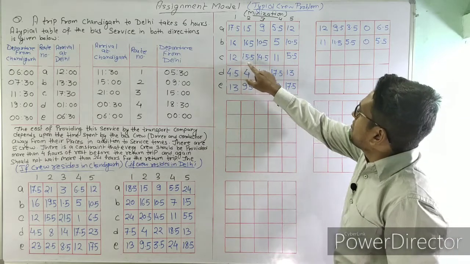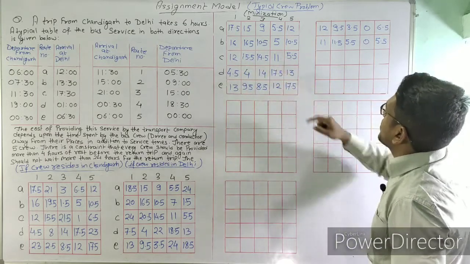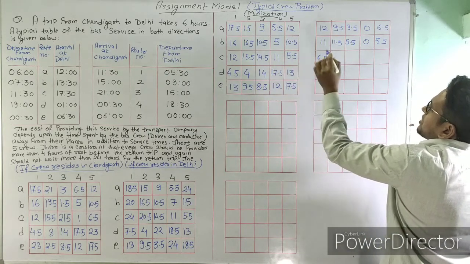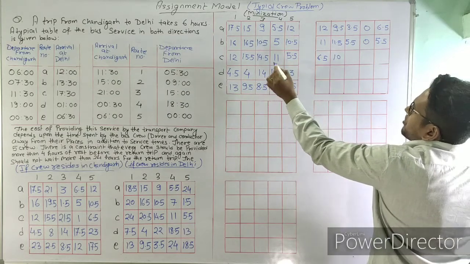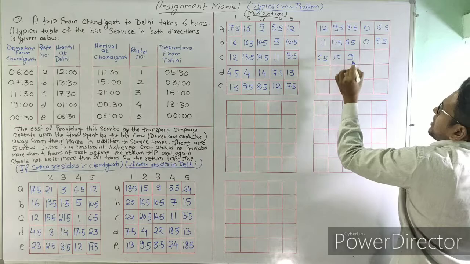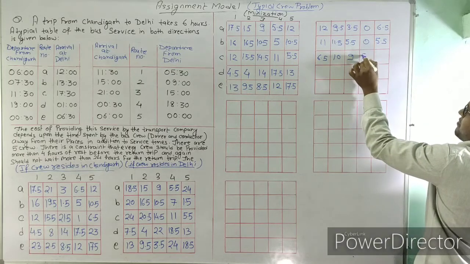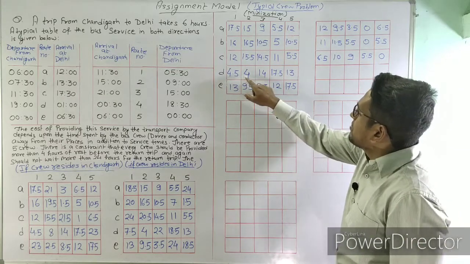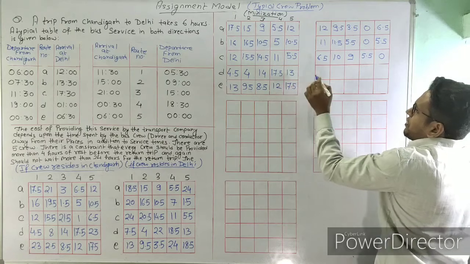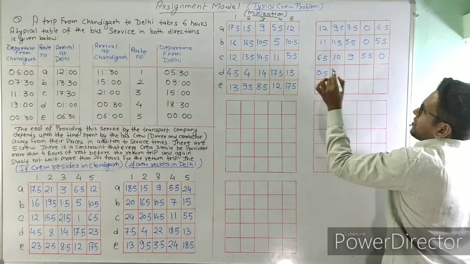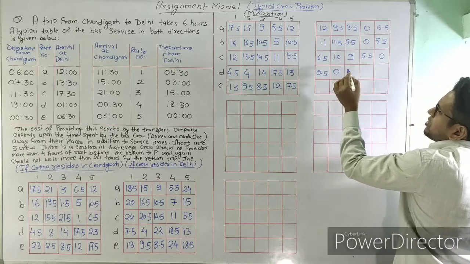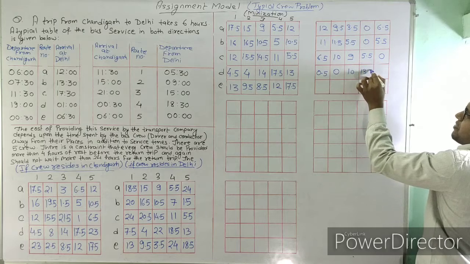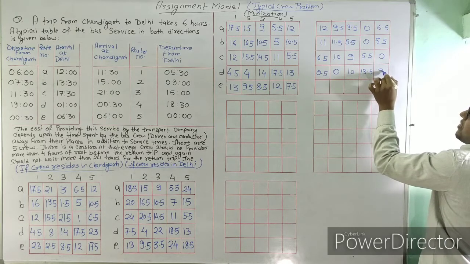Now in row 3, the minimum value here is 5.5. So we are going to subtract. 12 minus 5.5 is 6.5. 15.5 minus 5.5 is 10. 14.5 minus 5.5 is 9. 11 minus 5.5 is 5.5. 5.5 minus 5.5 is 0. Now for row 4, the minimum value here is 4. So 4.5 minus 4 is 0.5. And 4 minus 4 is 0. 14 minus 4 is 10. 17.5 minus 4 is 13.5. 13 minus 4 is 9.